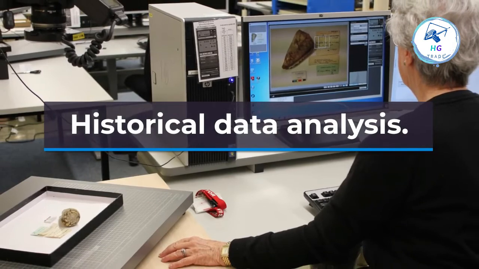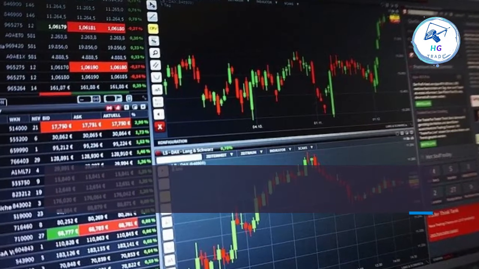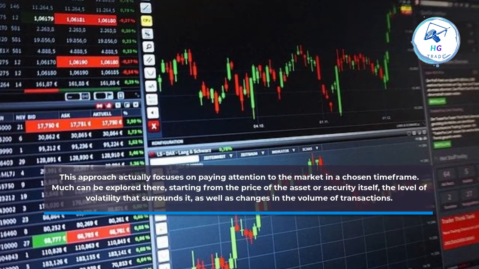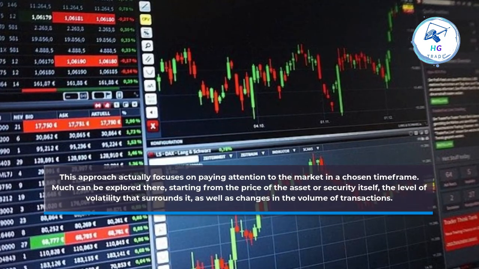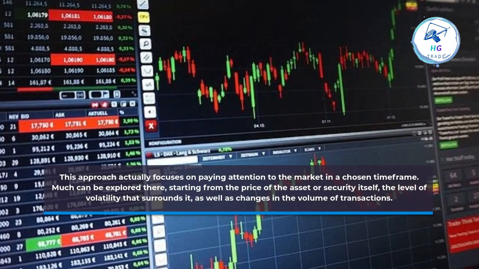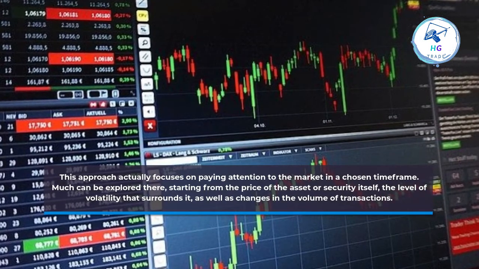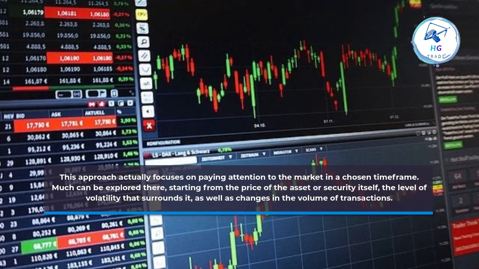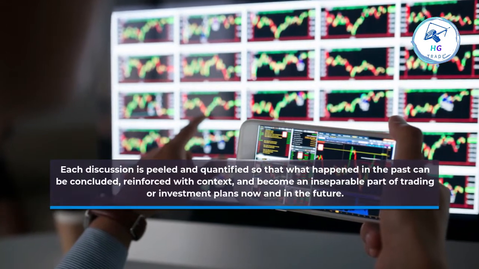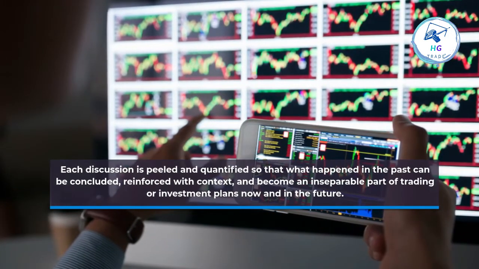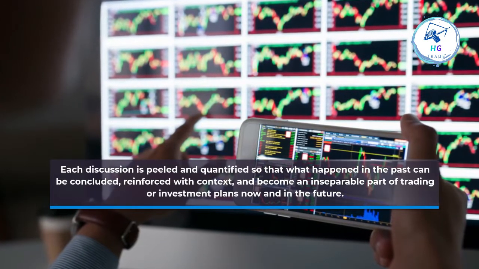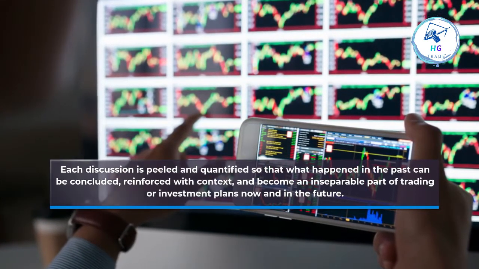Historical data analysis. This approach actually focuses on paying attention to the market in a chosen time frame. Much can be explored there, starting from the price of the asset or security itself, the level of volatility that surrounds it, as well as changes in the volume of transactions. Each discussion is peeled and quantified so that what happened in the past can be concluded, reinforced with context, and become an inseparable part of trading or investment plans now and in the future.